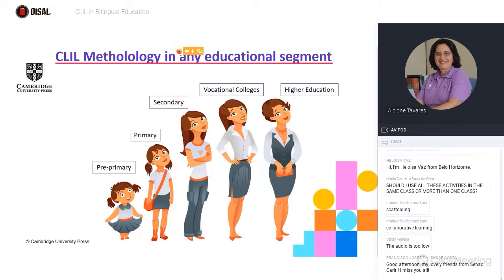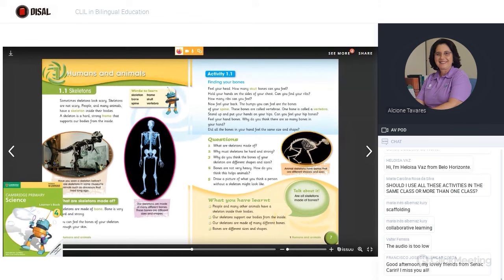And then when we think of materials for all these educational segments, there are possibilities according to the number of hours and the percentage of content we're going to teach in English. Remember the several different CLIL contexts, moving from soft CLIL to hard CLIL? So let's look at this textbook here. It's called Cambridge Primary Science, Stage 4. In this textbook, we find the content, the science content that a learner in fourth grade needs.